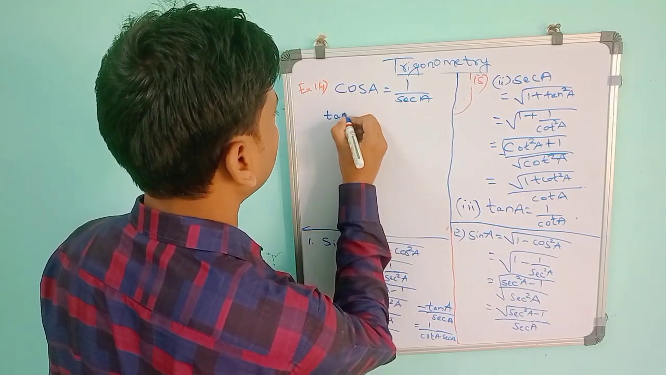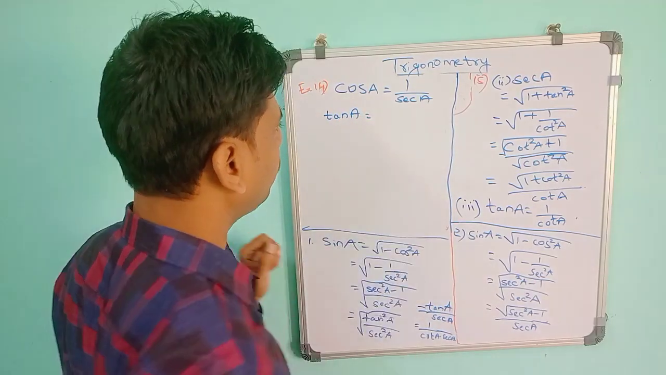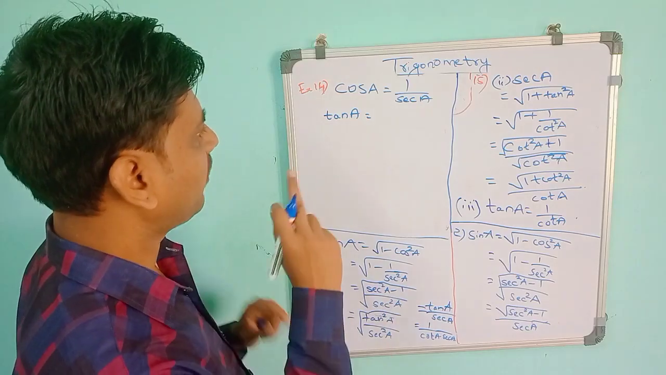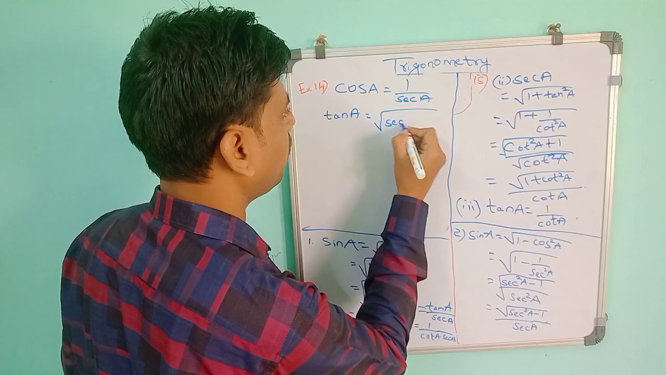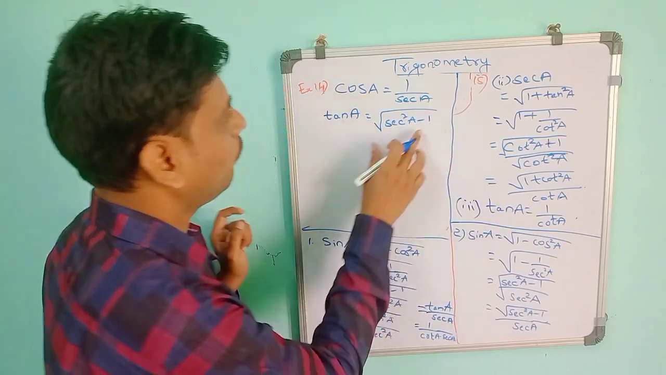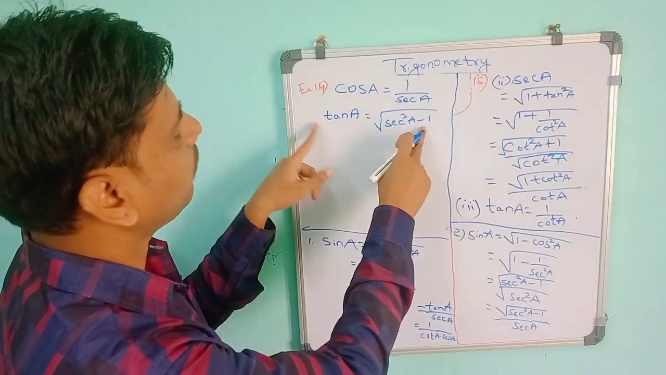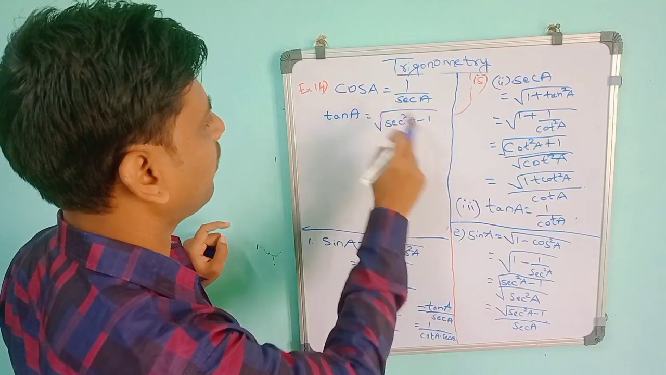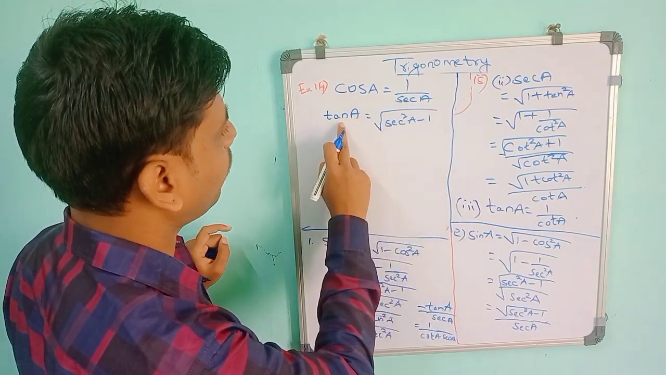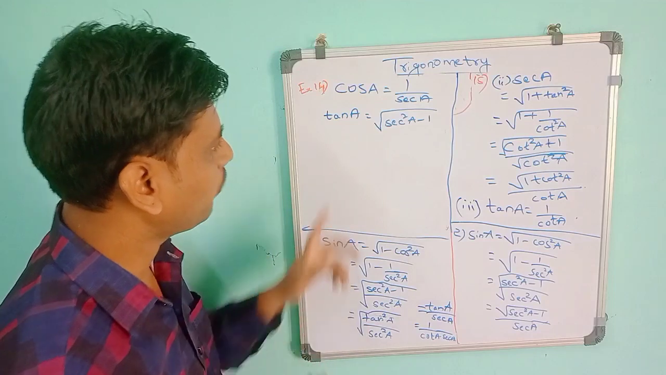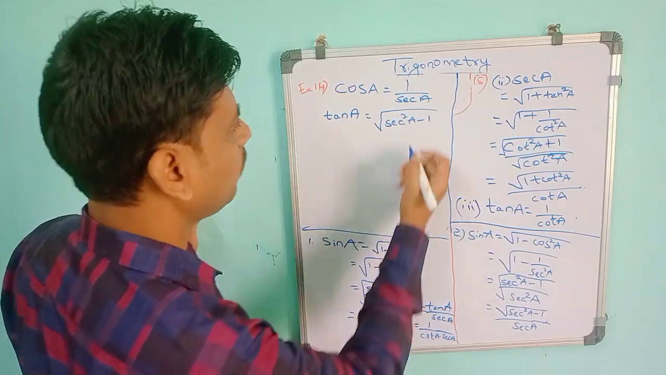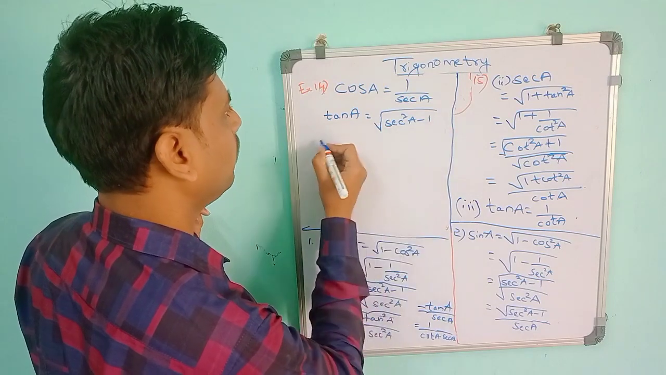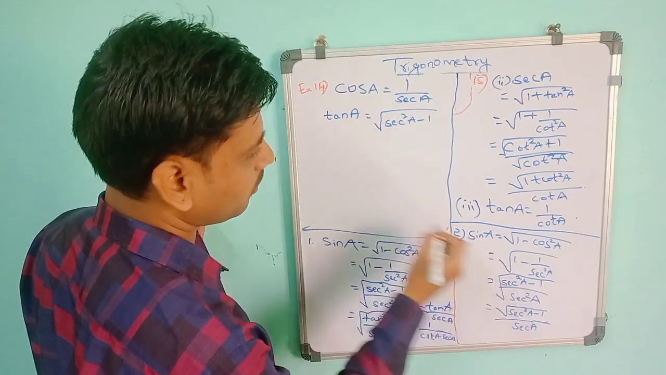Tan a. Tan a, as we know, in terms of sec square we have to write. So 1 plus tan square a is equal to sec square a. So tan a will be root of sec square a minus 1, because 1 will go to this side. We want tan a, but it is tan square that is equal to sec square a minus 1. So tan a is equal to root of sec square a minus 1. Then cos is over, tan is over, sin is over.